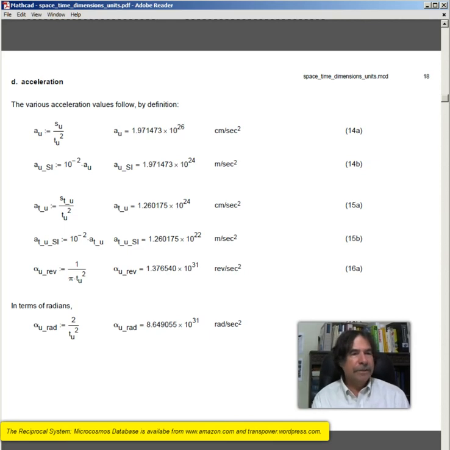Acceleration. And you can see here just by definition is S sub u divided by t sub u squared. I give you the natural values, time-space, and then time region values. And then in terms of radians, we have 8.649055 times 10 to the 31 rad per second squared.